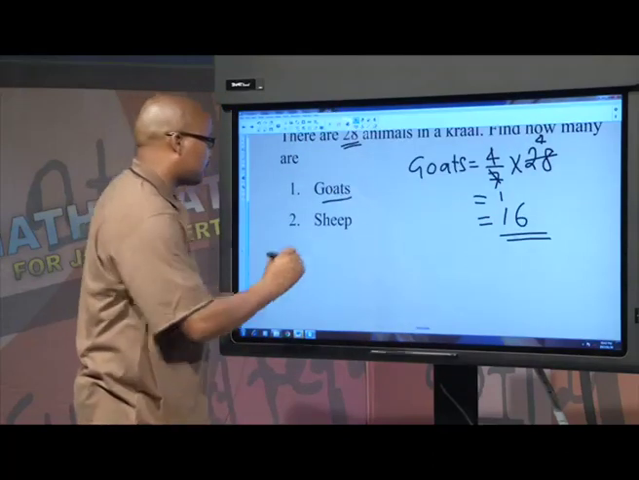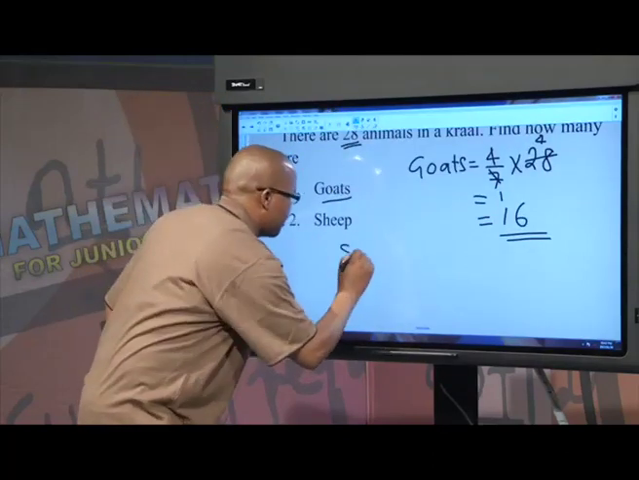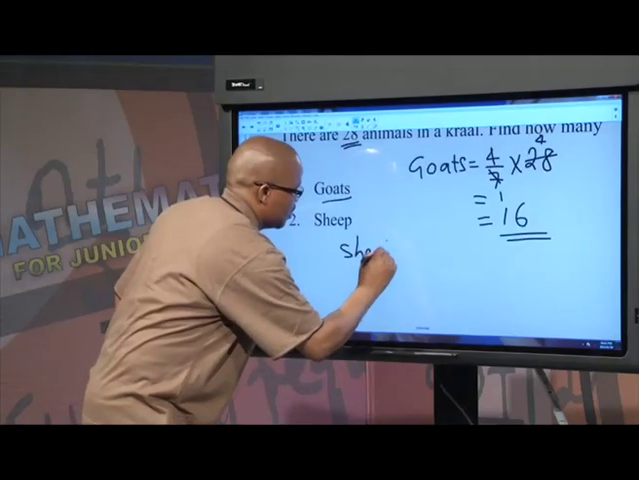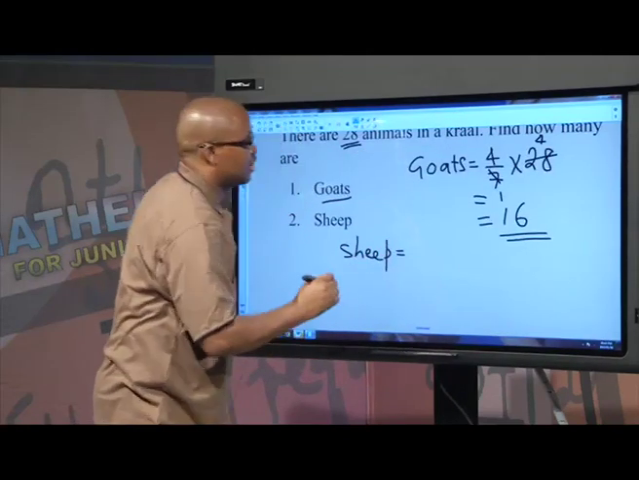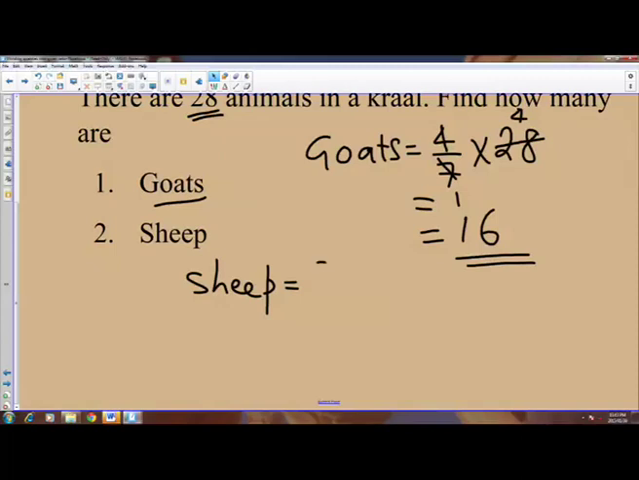Now, sheep will be 3 divided by 7 times the total number of animals in the kraal, which is 28. 7 into 28 is 4. And then 3 times 4. What is 3 times 4? This is 12.